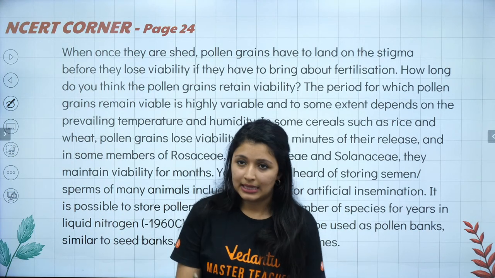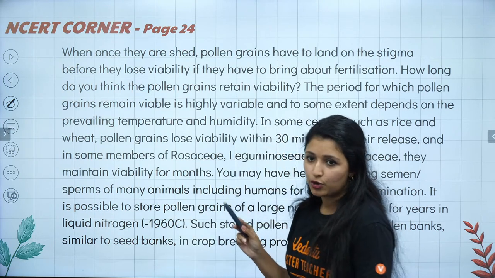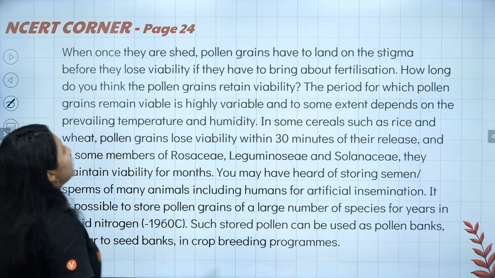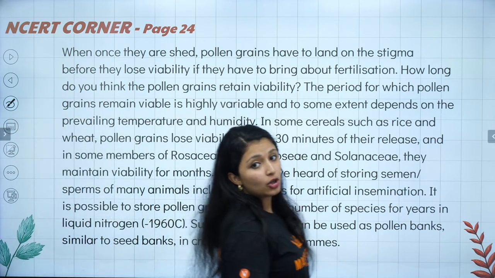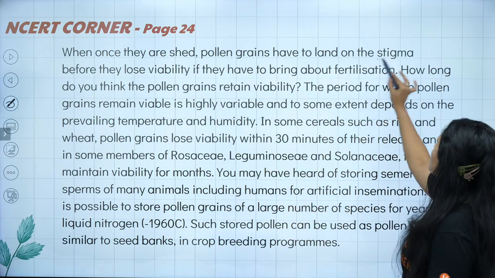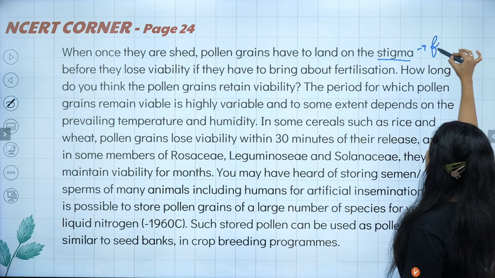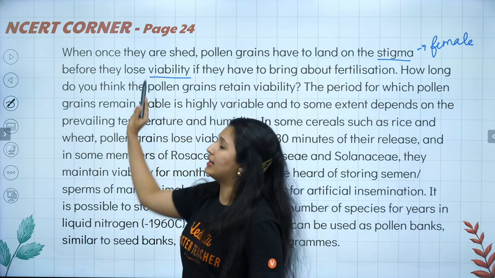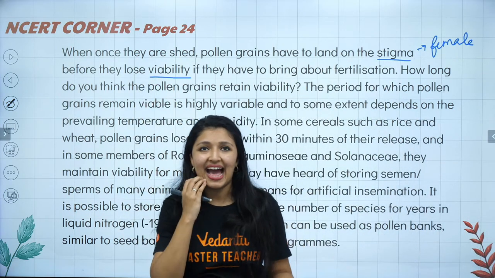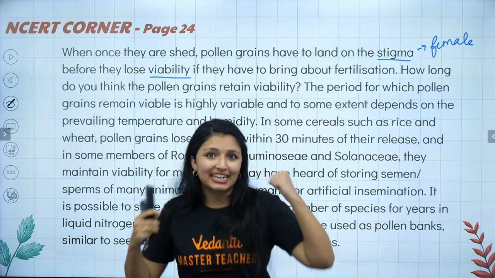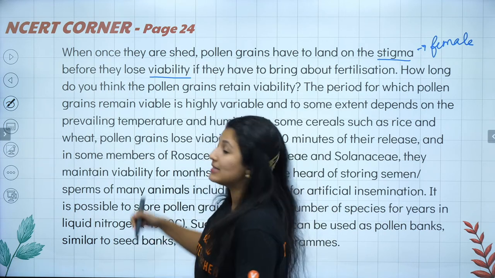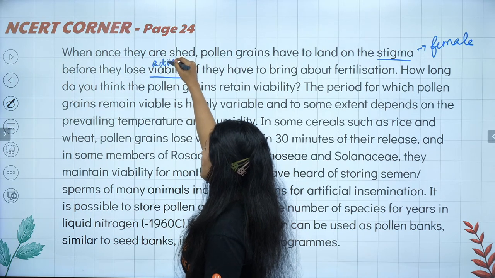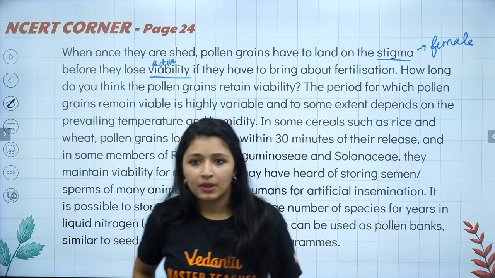Now, this is on NCERT page 24. Let's just read through and I'll tell you what is important here. Once they are shed, pollen grains have to land on the stigma. Stigma is there on the female part, no? So, this is there on the carpel. Before they lose viability. What is viability? That is, they have a time limit. When they are active. Viability means activeness, or being active or alive even.